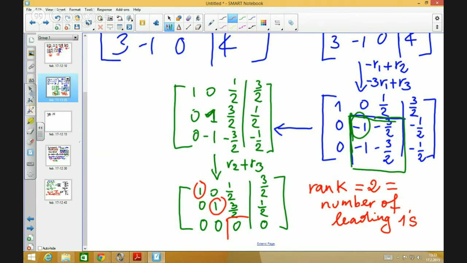However, we have 3 columns, which means we have 3 variables. This means that we have what is called a free variable. A free variable is a variable that does not correspond to a leading one. So in this case, the variable x3 is free.